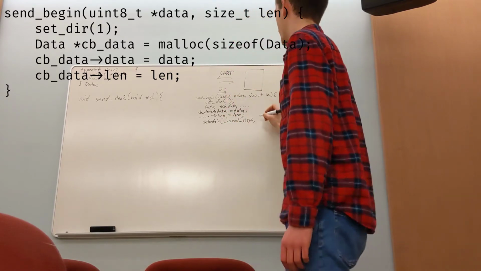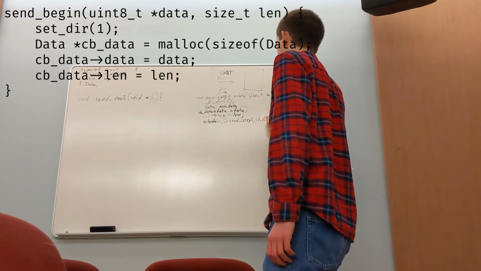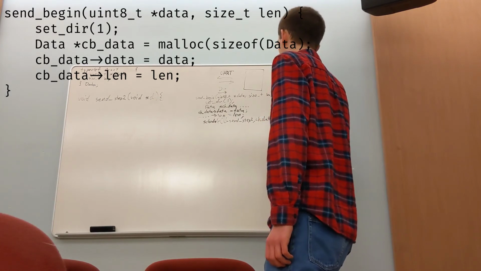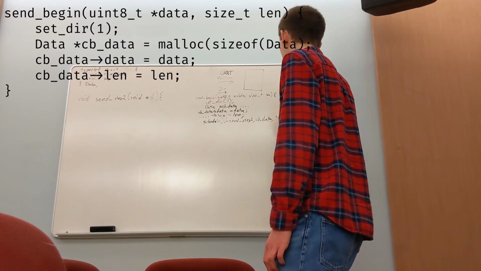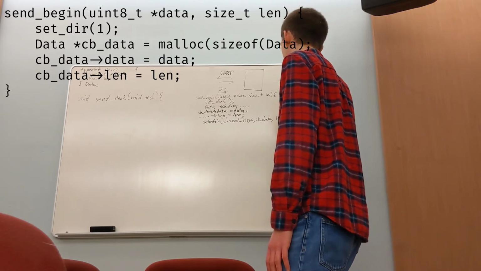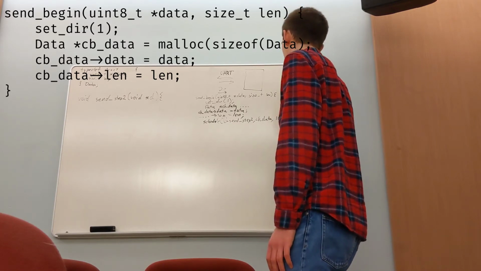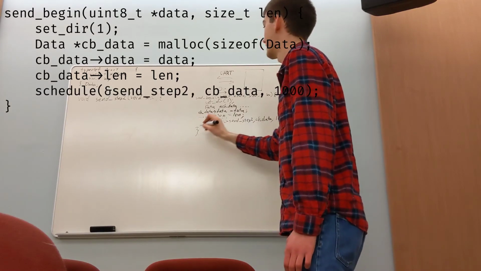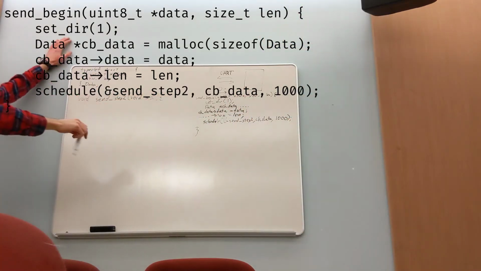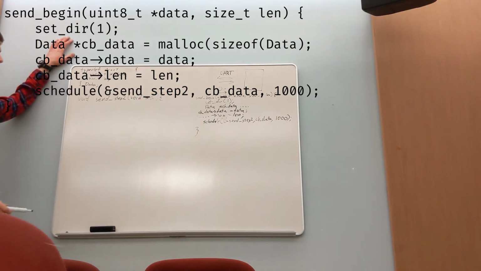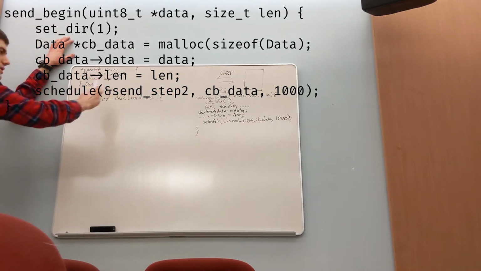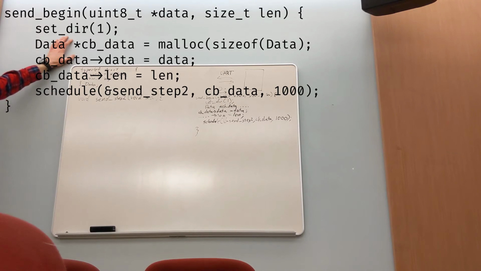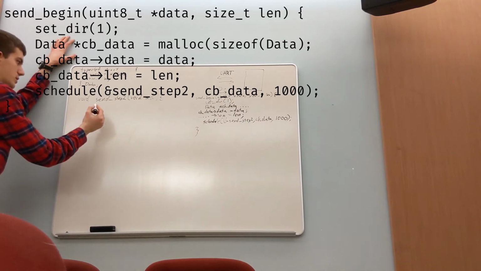The data argument is cb_data, and the delay is, let's say it's already measured in nanoseconds. We want to delay by 1 microsecond, which is 1,000 nanoseconds. And that's the entirety of this function. So what this will do is it'll turn on that direction pin, tell the scheduler to run this in 1 microsecond. And then 1 microsecond later, this will start.